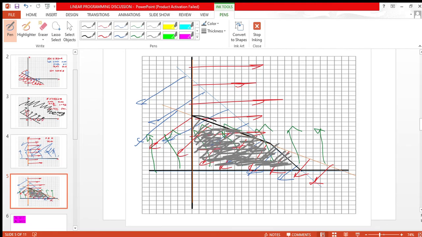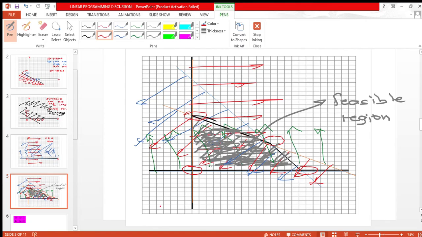And this common section is what we now call the feasible region. And in this feasible region, we also have what we call our corner points. This is one corner point. This is another corner point. This is another corner point. The origin is also another corner point.